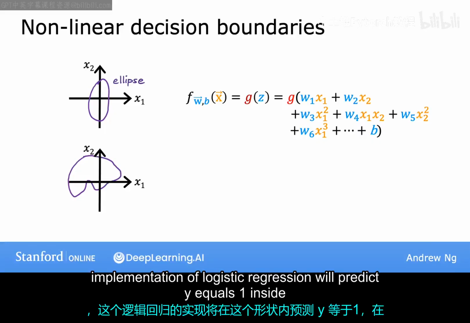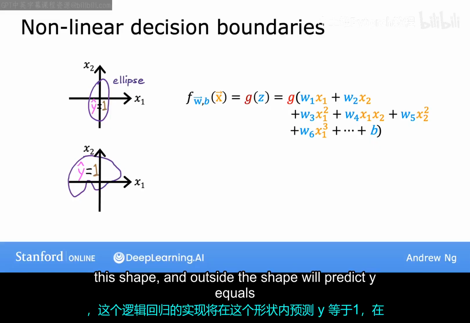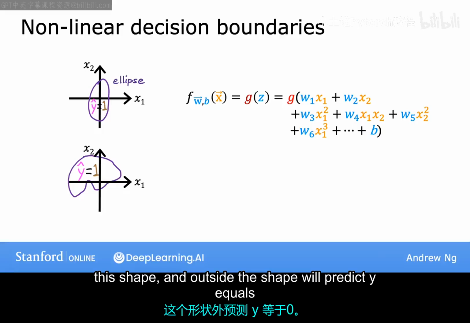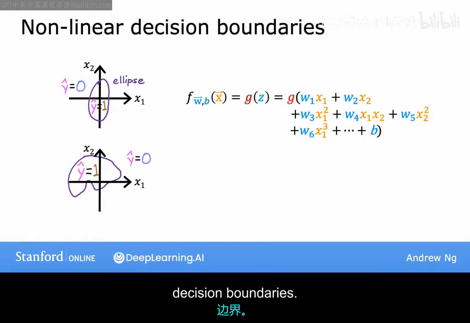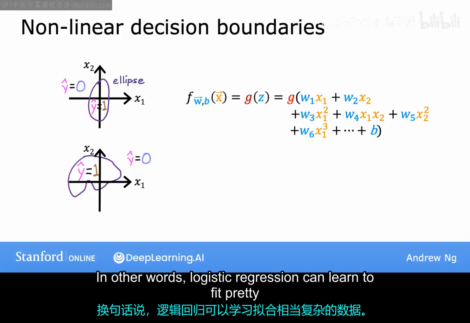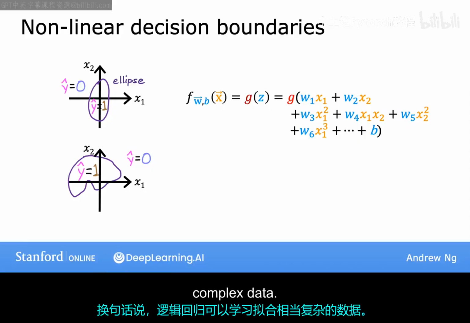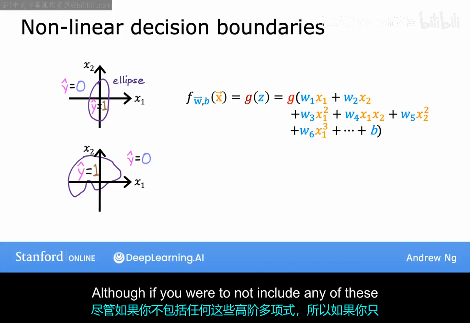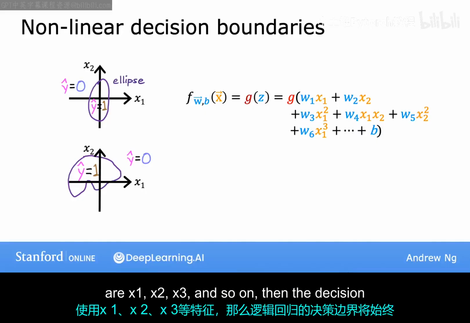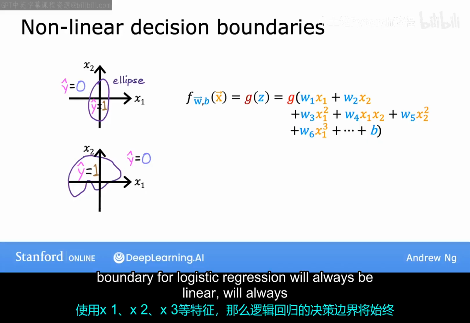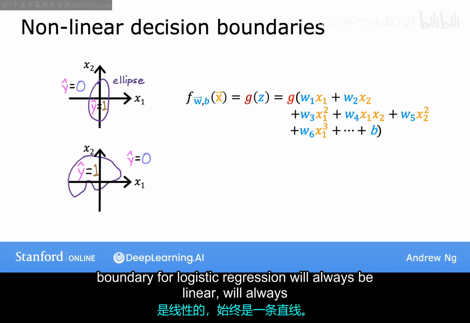And this implementation of logistic regression will predict y equals 1 inside this shape, and outside the shape will predict y equals 0. So with these polynomial features, you can get very complex decision boundaries. In other words, logistic regression can learn to fit pretty complex data. Although if you were to not include any of these higher order polynomials, so if the only features you use are x1, x2, x3, and so on, then the decision boundary for logistic regression will always be linear, will always be a straight line.